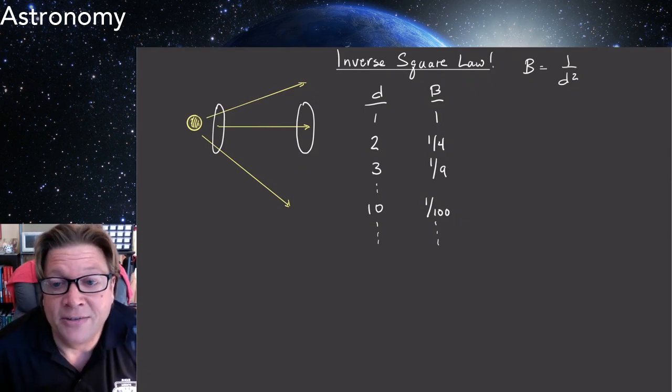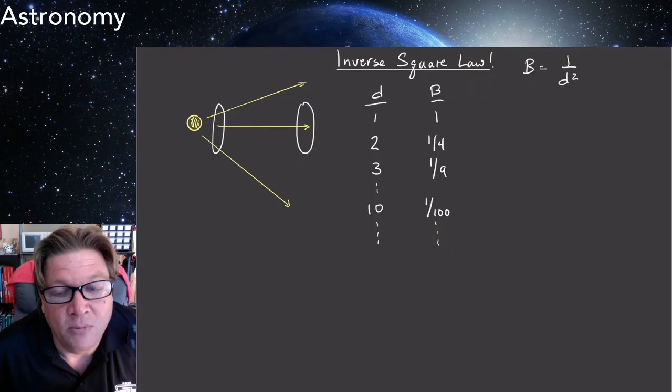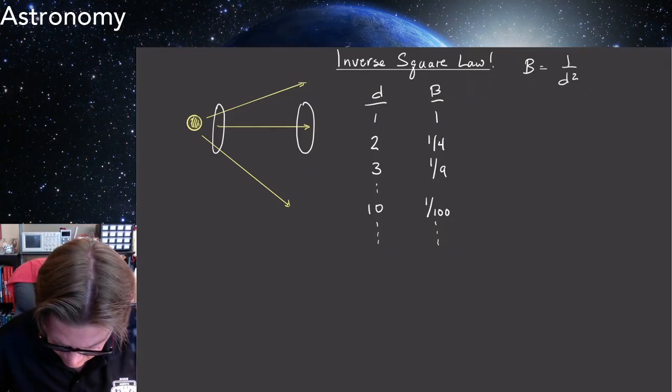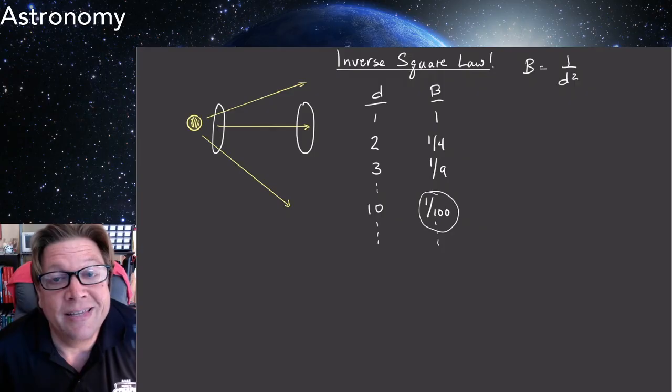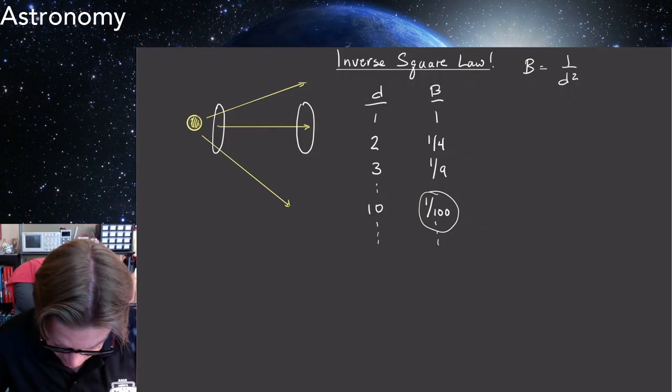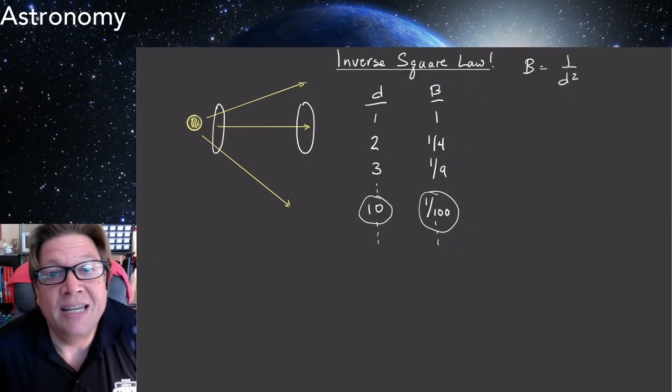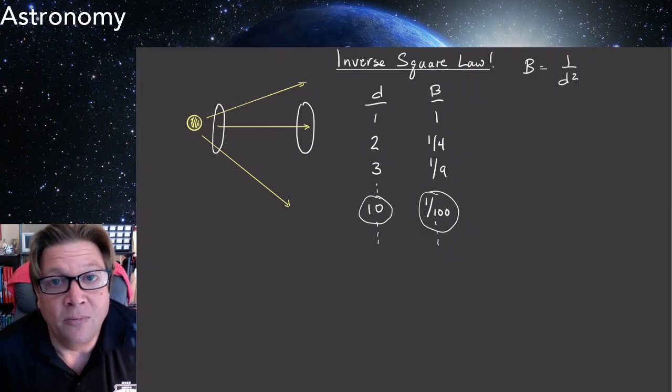But anyway, the idea is, suppose I know how bright a light bulb is supposed to be, and I notice that when I look at it, it's only 1/100th as bright as I think it should be. Well, then that tells me that I'm 10 times farther away than when it was fully bright, right? That tells me the distance of the light bulb.